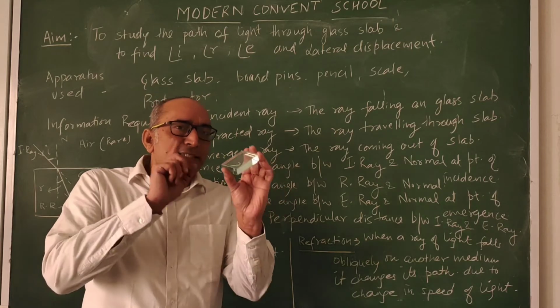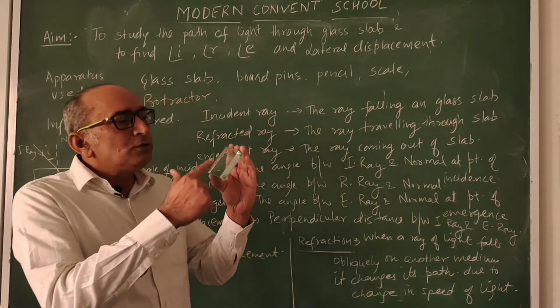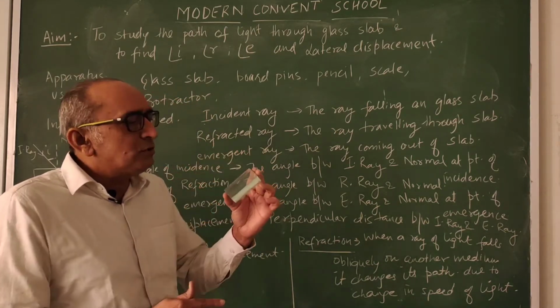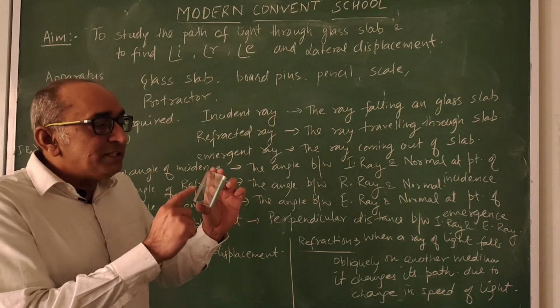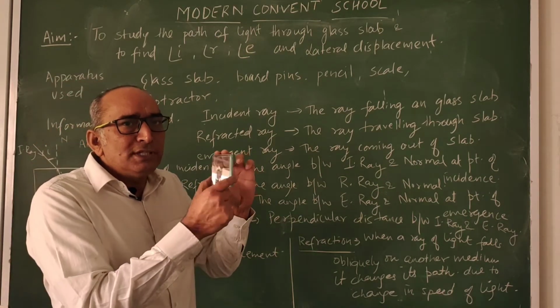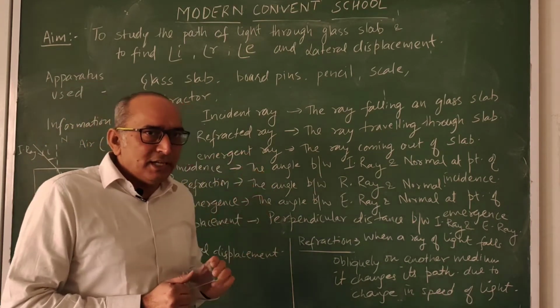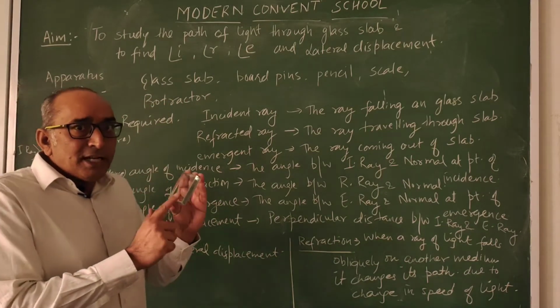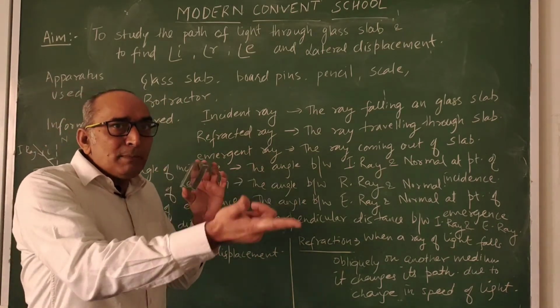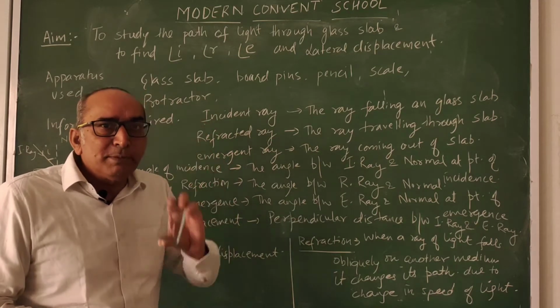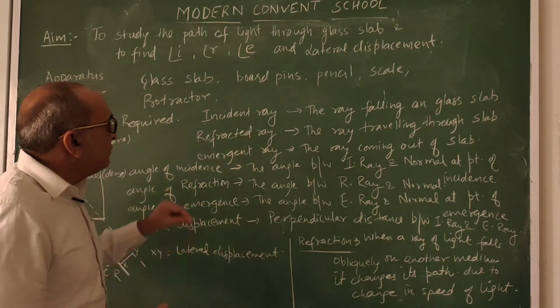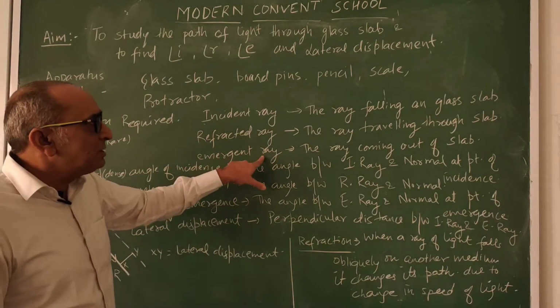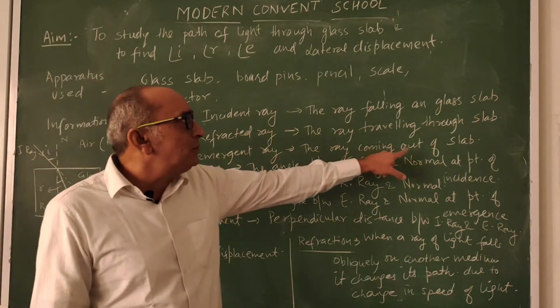After falling on this slab, the ray is going to travel through this medium also. So the ray traveling through this medium, through this slab, is called refracted ray. And after traveling through it, it is going to come out again because it is transparent. So that ray will be called emergent ray, the ray coming out of the slab.